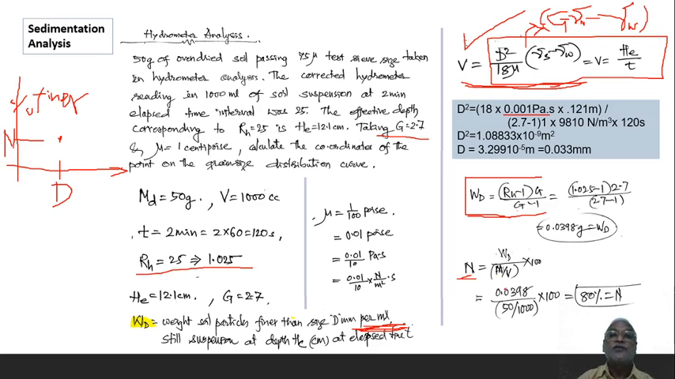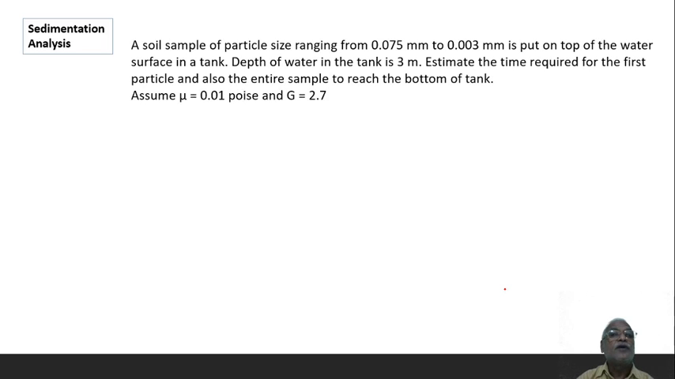Okay. There is one more problem. A soil sample of particle size ranging from 0.075 mm to 0.003 mm is put on top of the water surface in a tank. Depth of water in the tank is 3 meters. Estimate the time required for the first particle and last entire sample to reach the bottom of the tank. Now what we can assume is there is a container, there is surface of water, you can just see here, and this depth is 3 meters. That is what is given, 3 meters.